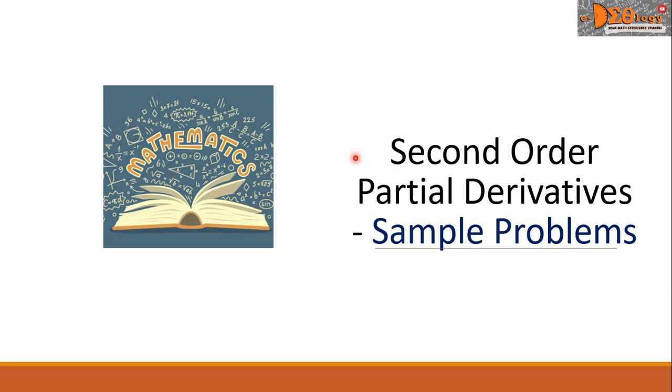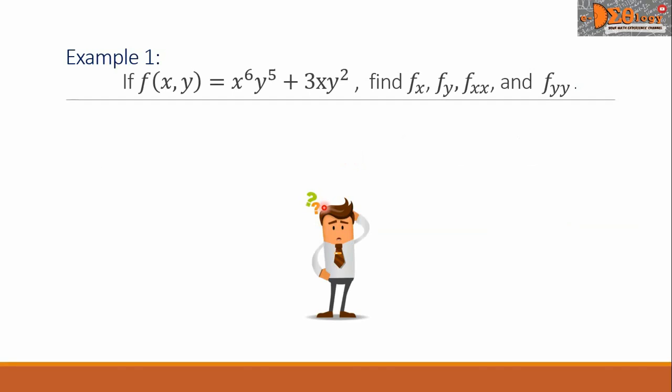Hi everyone! In this video, we're going to see sample problems for second-order partial derivatives. This is example 1. If the function f of xy equals x raised to power 6, y raised to 5 plus 3xy squared, find f sub x, f sub y, f sub xx, and f sub yy.